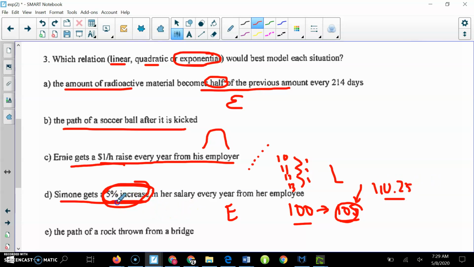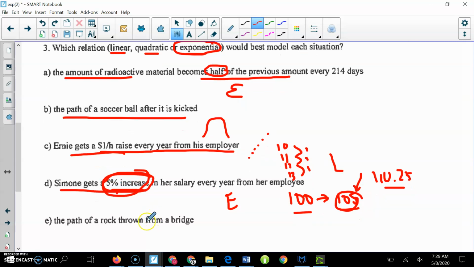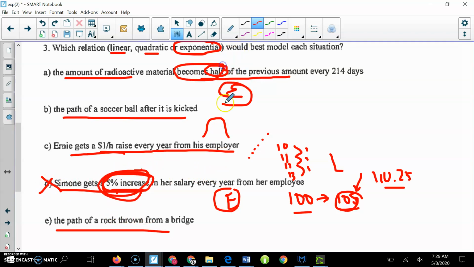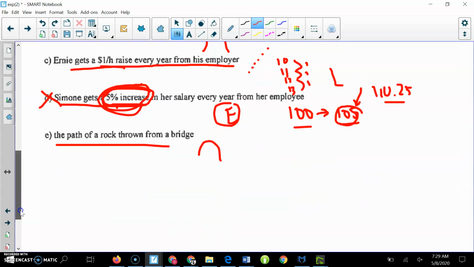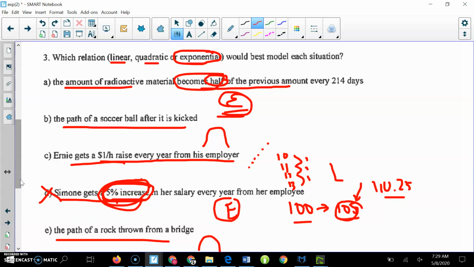But notice that this is a percent or a rate increase. So this one here is exponential. Okay, path of a rock thrown from a bridge. I'm not going to ask you guys to do this on a quiz or anything. It's just that when something is growing at a rate, you're looking for percentages and that sort of thing, ratios. You'll notice they're exponential. Throwing a rock from a bridge will go up and down like this. Okay, so that's that really.